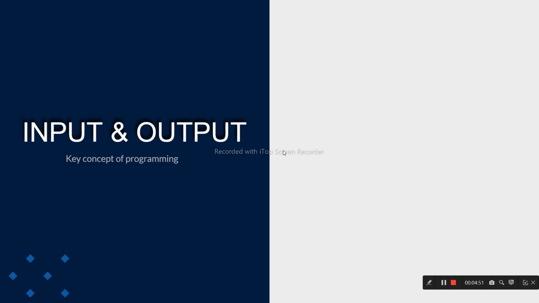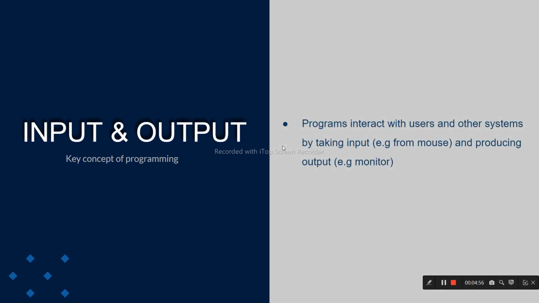So we have what we call input and output as well. Programs basically interact with users and other systems by taking in input from the mouse, keyboard, and producing output, let's say with the monitor and all that. So input and output is part of programming, and you can actually decide at what point you want your program to take instruction or interact with the user or other systems, and actually write a piece of code to do that.